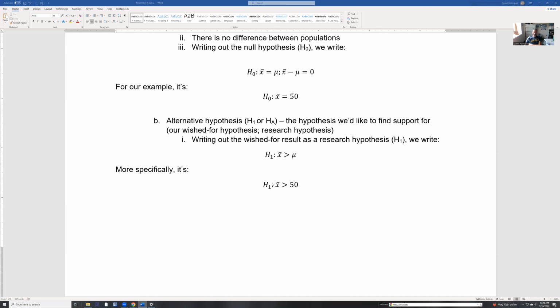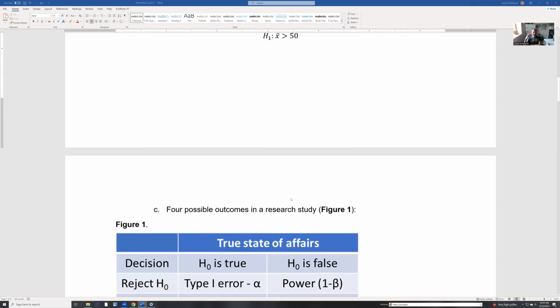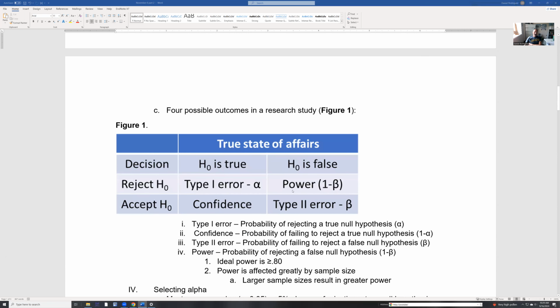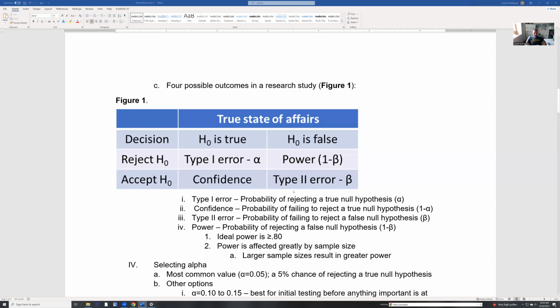So in this case, it would be sample mean is greater than 50. And we can talk about other types of alternative hypotheses, and we will shortly. In any research study, there are 4 different outcome possibilities in terms of hypothesis testing and the decisions we make.